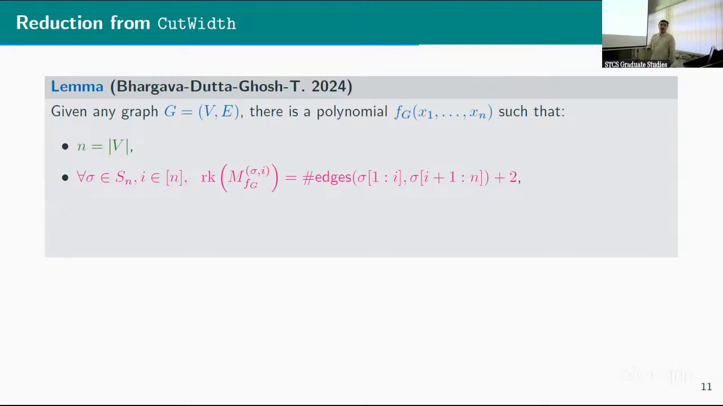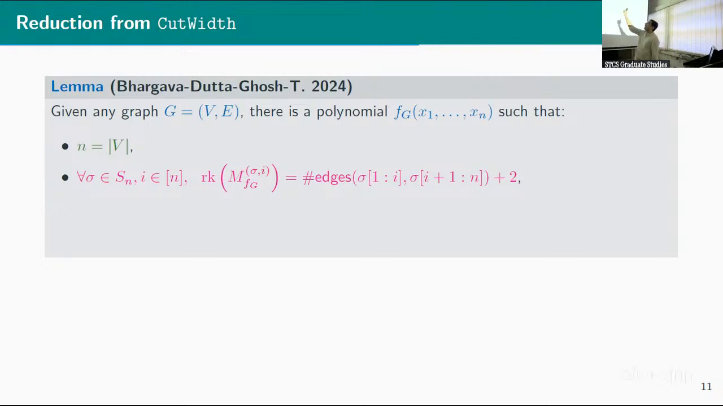Given a graph G on a set of vertices V and set of edges E, a simple undirected graph, we can compute a polynomial F_G in polytime in the size parameter, such that firstly the number of variables is the number of vertices in the graph. And for any order sigma and for any i, if you look at the number of edges crossing the i-th cut, the first i vertices and the remaining n minus i vertices, that number of edges is exactly the rank of the i-th matrix that we drew earlier, minus 2.